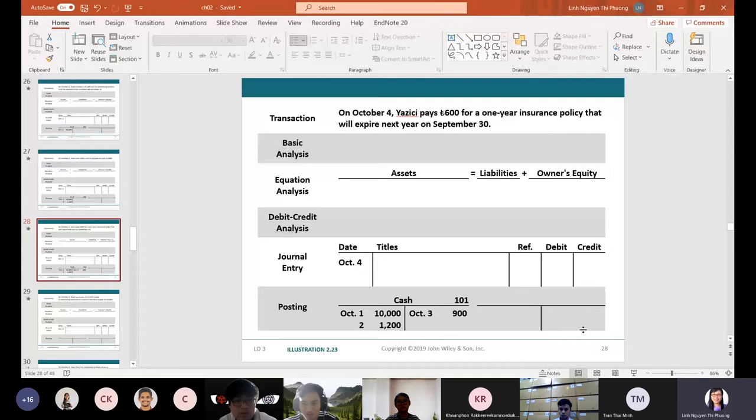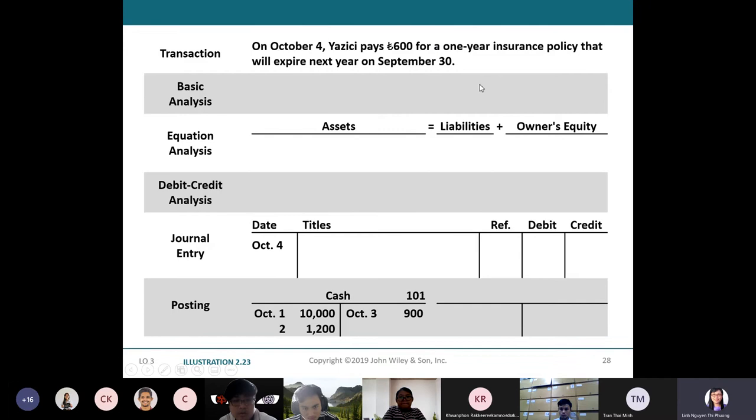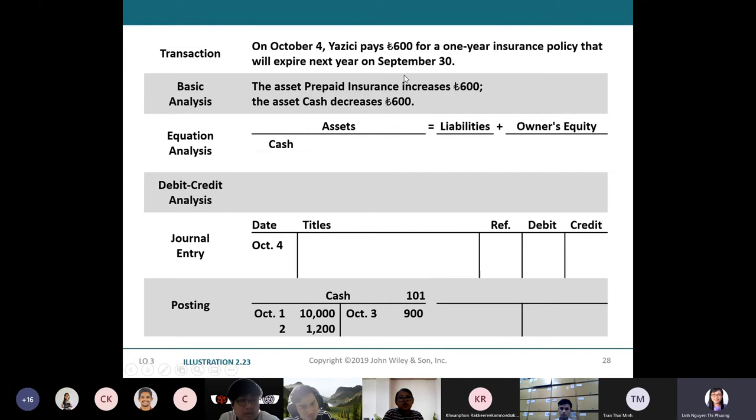Okay, let's look at this one again. So we pay 600 for 1 year insurance that will expire next year. It means we pay 600 for the insurance in advance. So we have prepaid insurance. This account increased 600. And we pay cash, right, class? So cash decreased 600. Prepaid insurance increased 600. And remember, prepaid insurance is an asset.